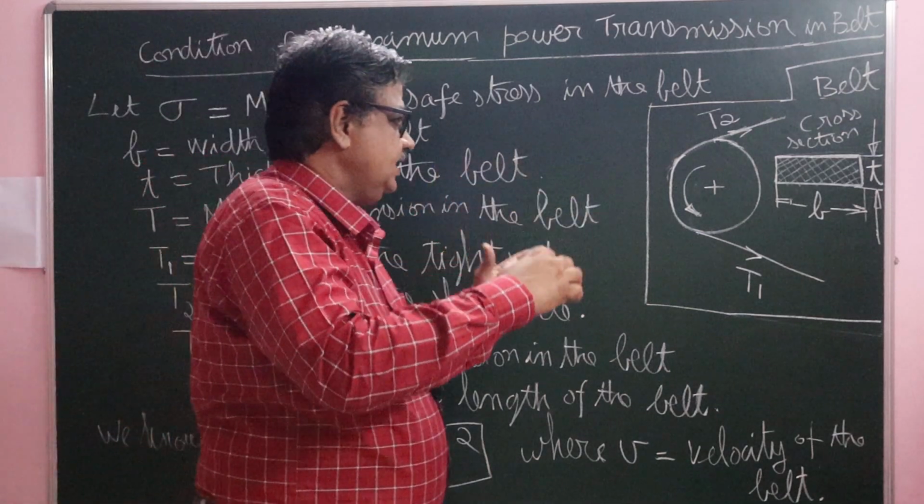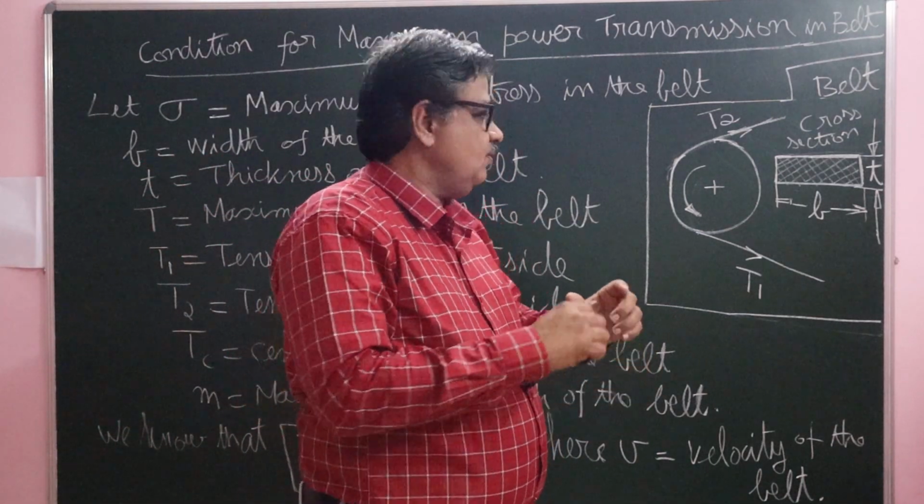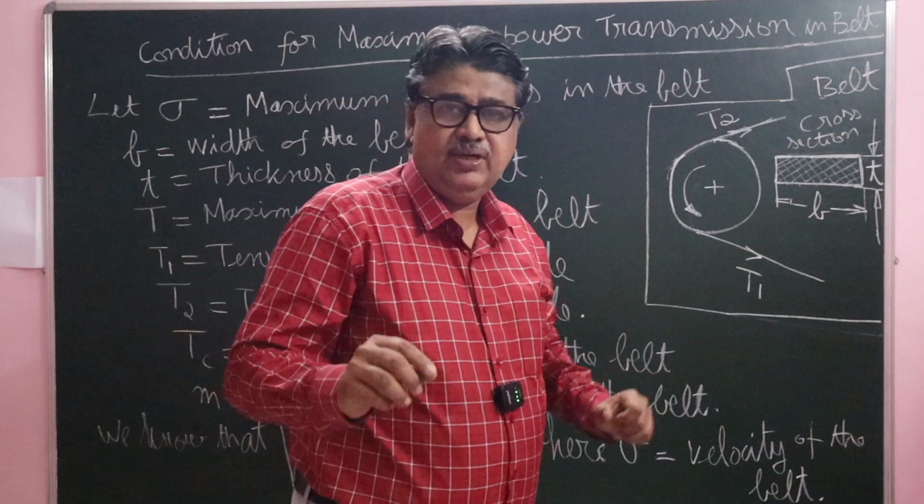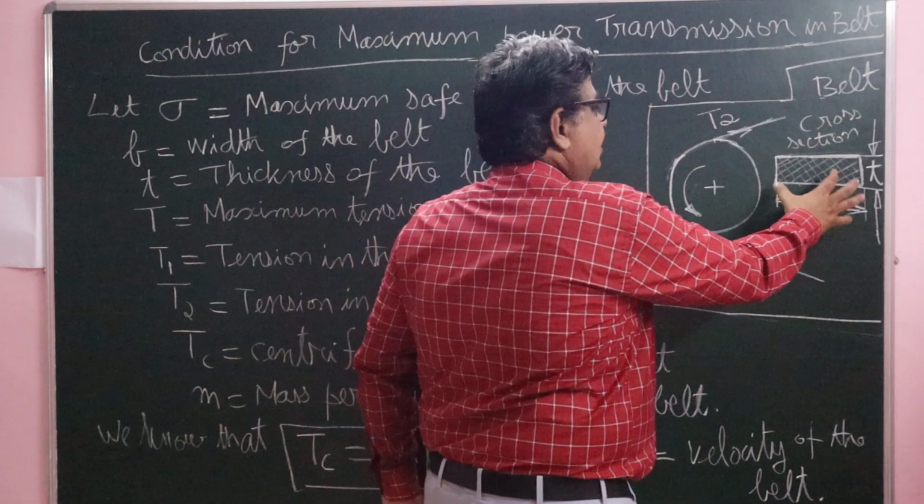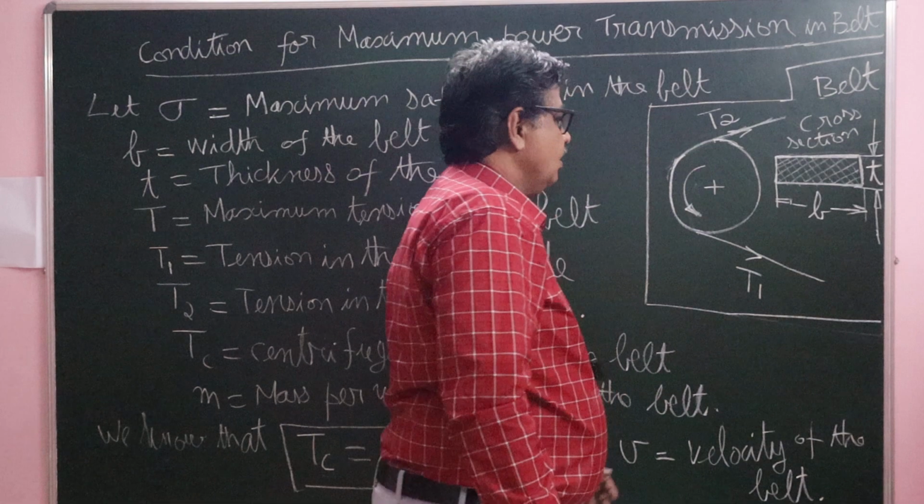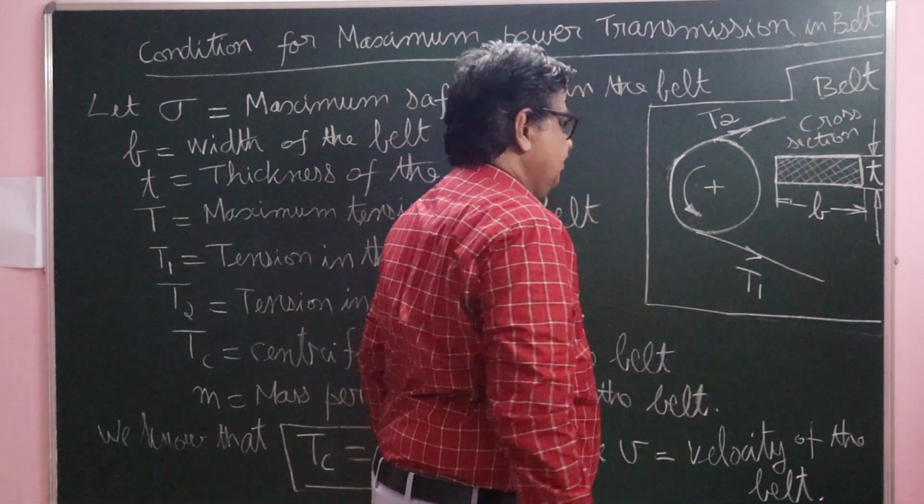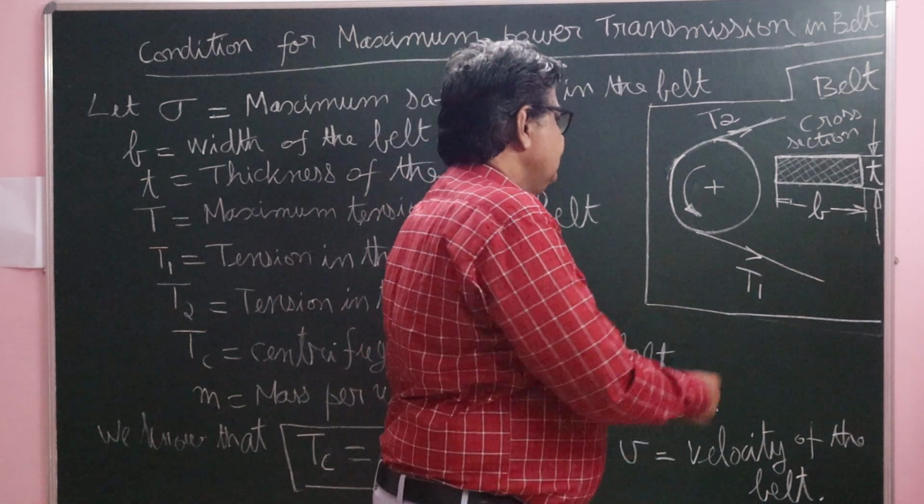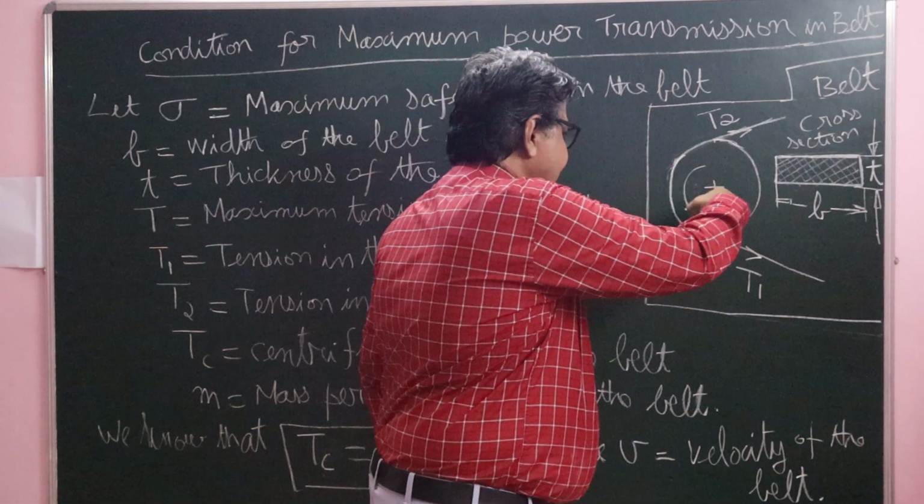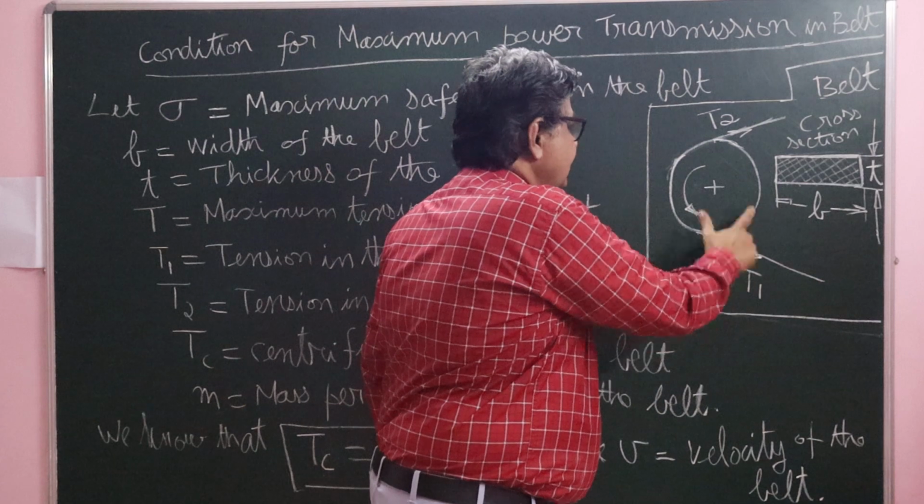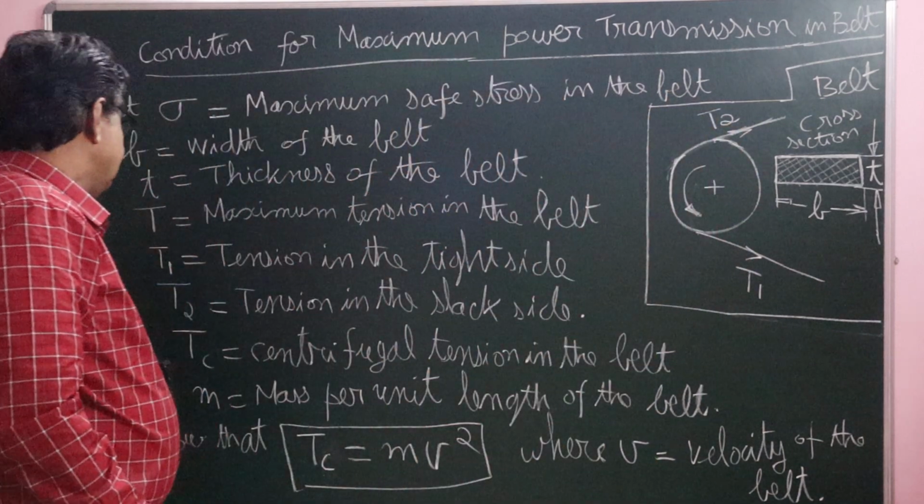Let us assume the belt is of rectangular cross section. This is the cross section of the belt. b is the width of the belt. t is the thickness of the belt. The pulley rotates in this direction. This is the tight side and this is the slack side.